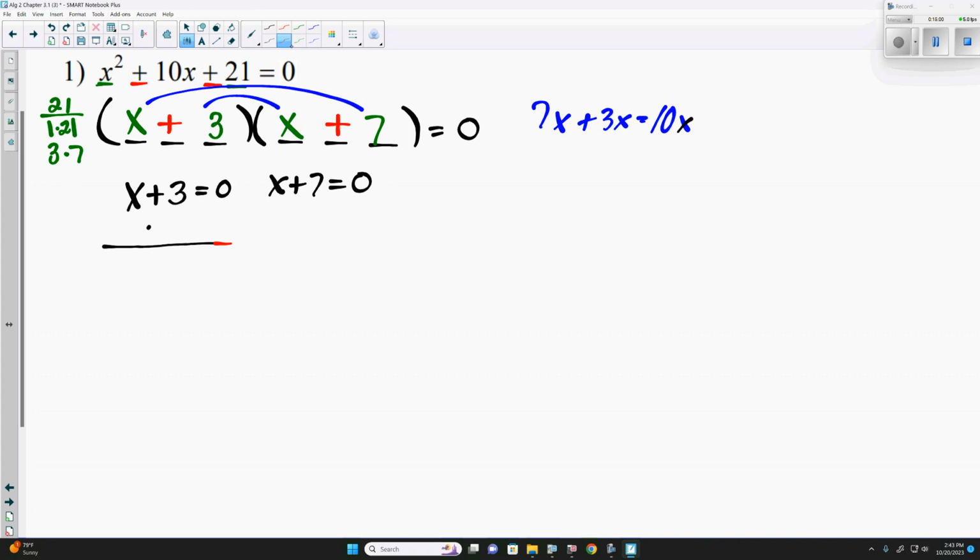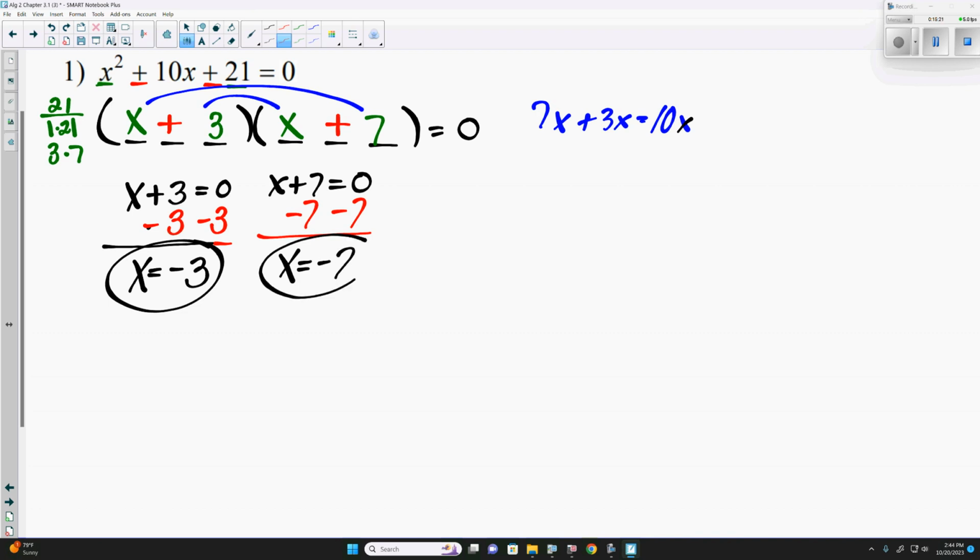Now, to solve this here, the first thing we would do is subtract 3. It'll tell us x is equal to, I guess, minus 7 from both sides, telling us x is equal to -7. So the solutions for this quadratic is x equals -3 and x is equal to -7.